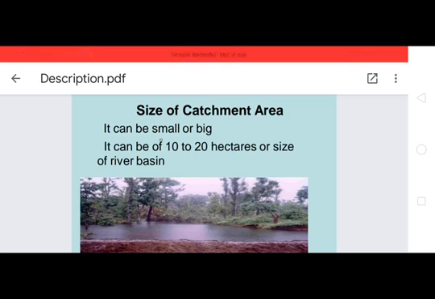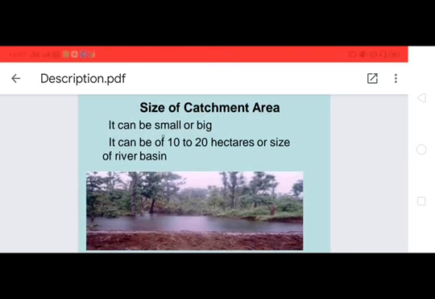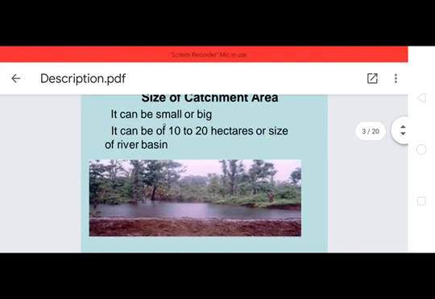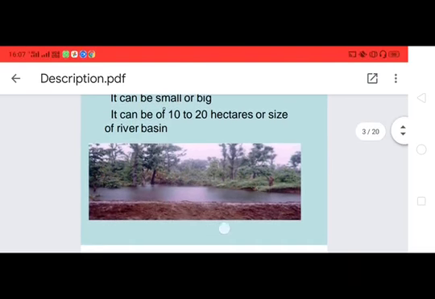So what was the mechanism there? The mechanism was related to creating an artificial catchment so that the water can find a path in a specific way, so he can bring the water to his village. The size of a catchment area should be neither too small nor too big. It should be about 10 to 20 hectares in size of river basin, as you can see in the picture.